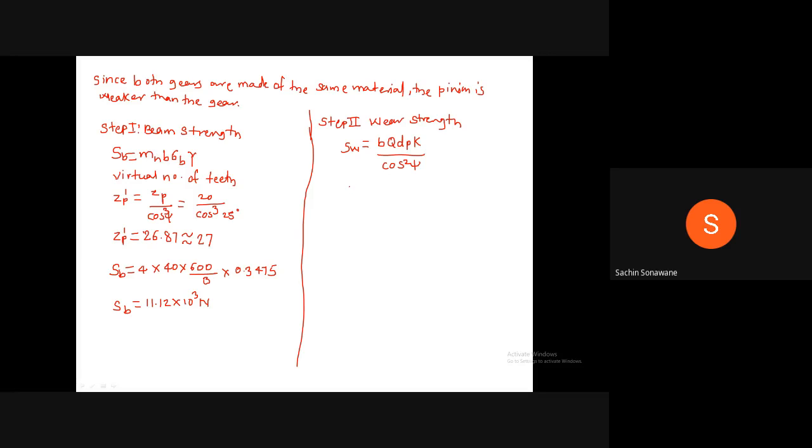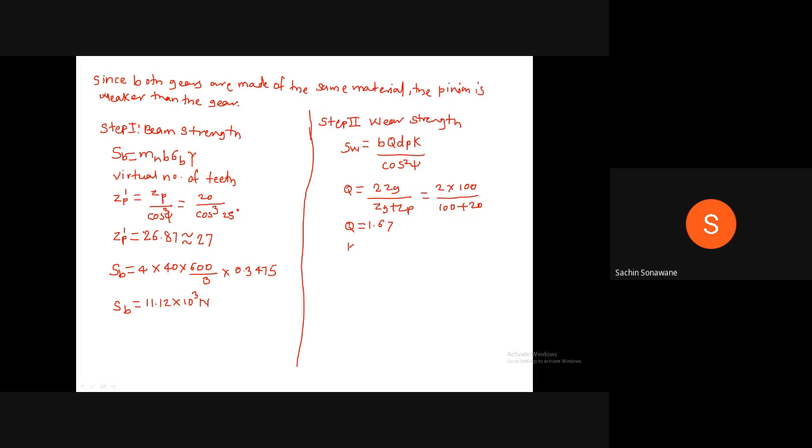Now, what is the value of Q? Q is equal to, we have seen the equation, 2ZG divided by ZG plus ZP. Therefore, substitute the values. 2 into what is ZG? 100. Then again 100 plus 20. Therefore, Q is equal to 1.67. Now we'll calculate the value of K.